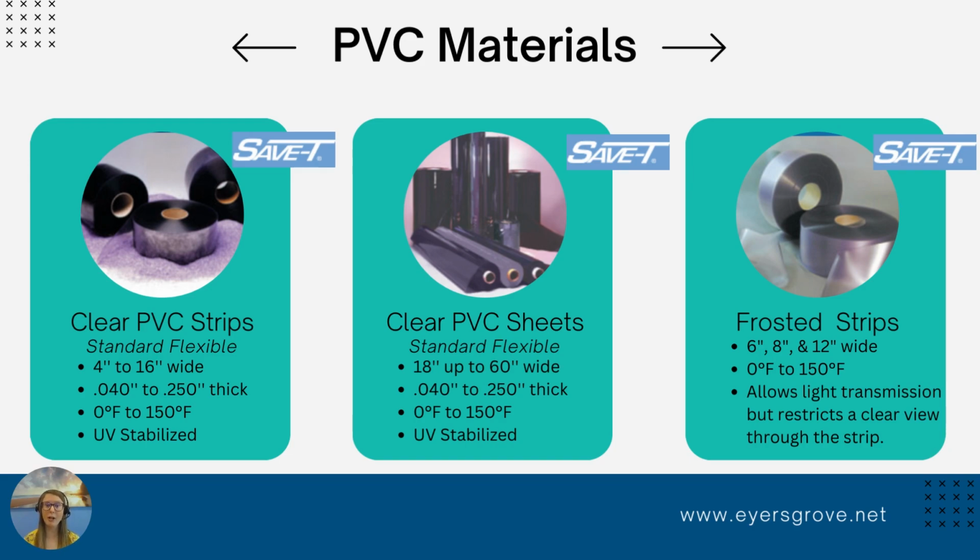Now, we want to talk about the safety brand of the frosted strips. These come in 6 inches, 8 inches, and 12 inches wide, and these are frosted. So it's going to allow the transmission of light in, but it's going to restrict that clear view through the strip. So you might use them in an area where light is still permittable, but you don't necessarily need it clear.